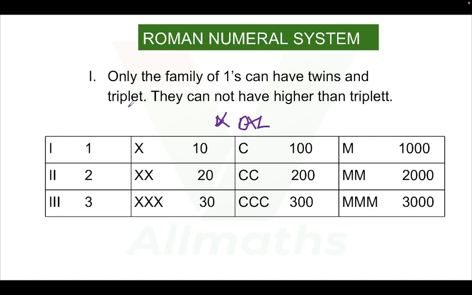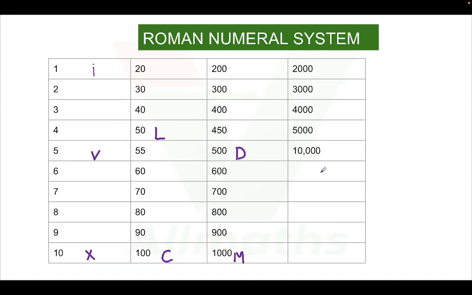For the family of 1, I, you can have twin II, which is 2. We can have triplets III, which is 3. For X, you can have XX, 20, and XXX, 30. For C, you can have CC, which is the twin, 200, and CCC, which is the triplet, 300. That applies also to M. But remember, the family of 5 cannot take a twin or a triplet. So knowing this, we're going to use this to continue to fill in our table.